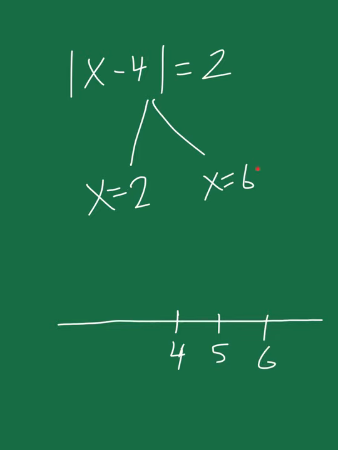So here's my first solution, 6. I got it algebraically. Here I got it geometrically. Here I'm going to go in the other direction 2 spaces, 1, 2, and I'm at 2. So here I am with the second answer. So geometrically what this means is, this is the number that's in the middle. This is how many we go to the right. And this is how many we go to the left.